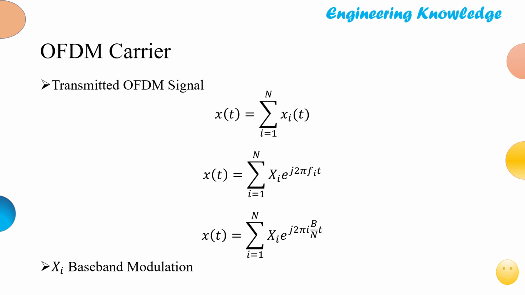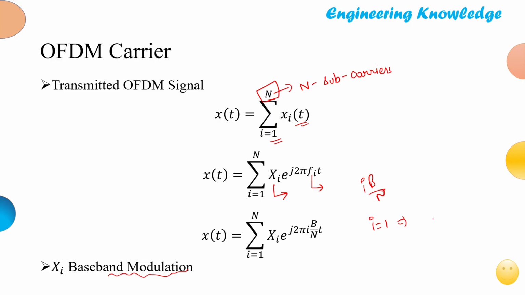Mathematically, x(t) is given by the addition of components from i equal to 1 to n. So there are n subcarriers, and all of them are added. Basically what happens is that there is an information symbol. So this x_i(t) is the baseband modulation. We perform PSK suppose, or FSK. So the information is modulated in baseband, and then it is multiplied by a carrier frequency f_i, which is basically i times B upon n. And for each, you can understand, i starts from 1.